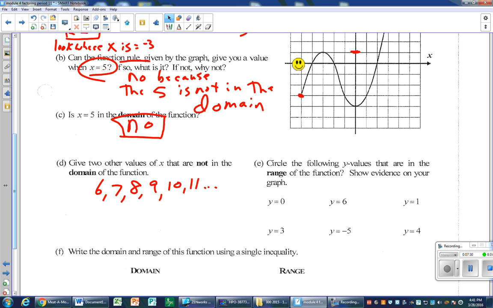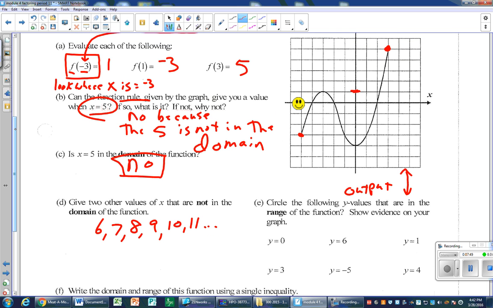Okay. Circle the following y values. Oh, y values. That's the output. That's the vertical axis. That are in the range of the function. Show evidence on your graph. 0. Okay. Let me see. Do we have something that goes there? Yep, there's part of the graph that's 0 high. So that's the output.